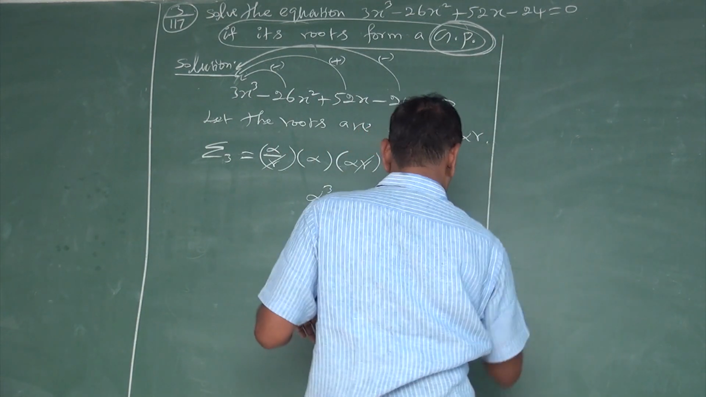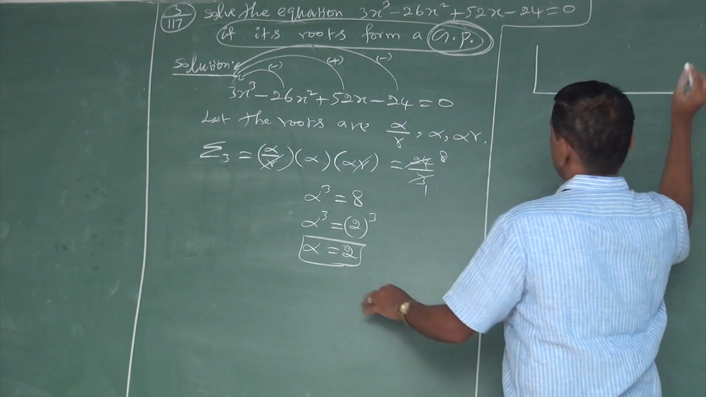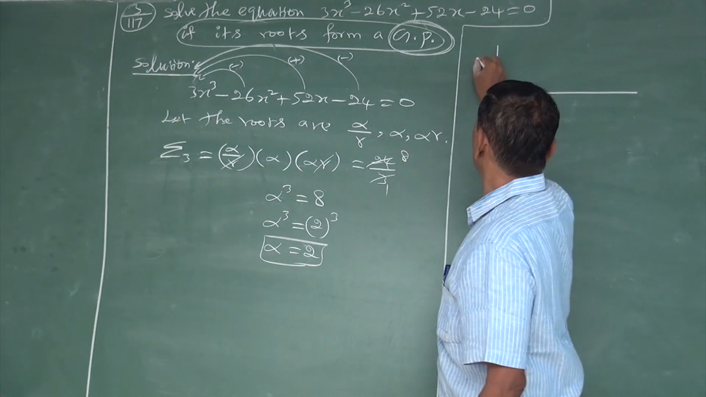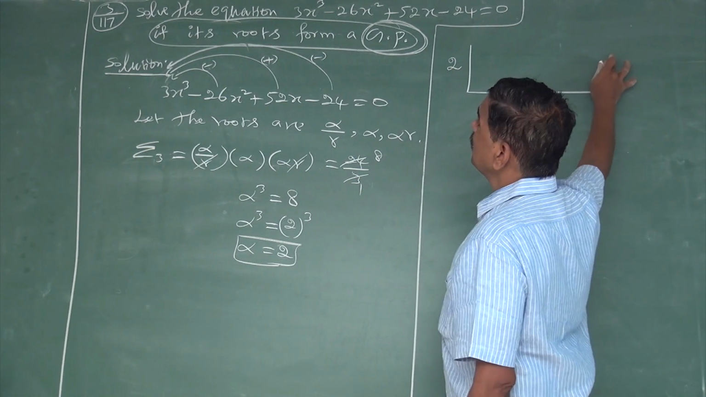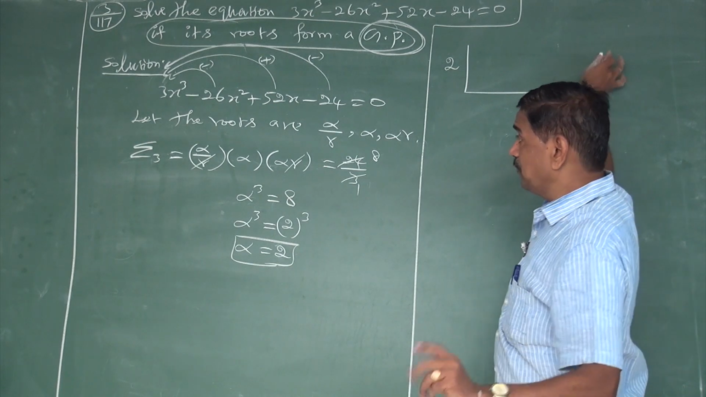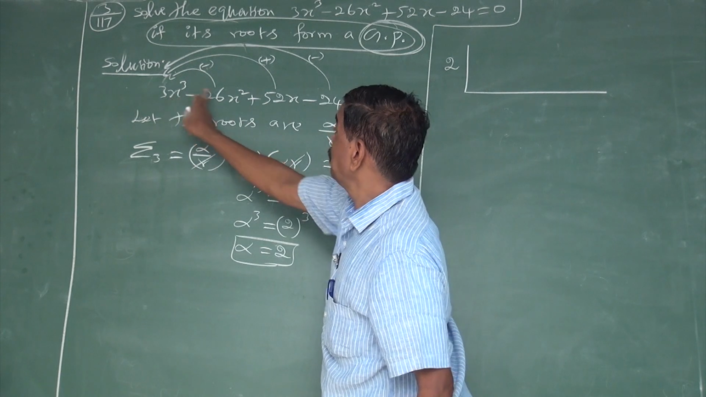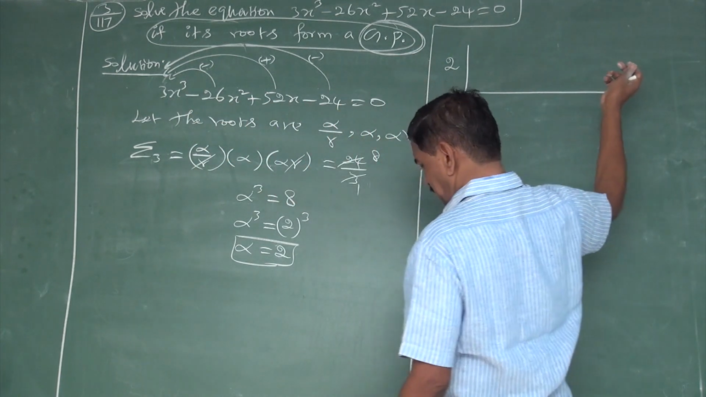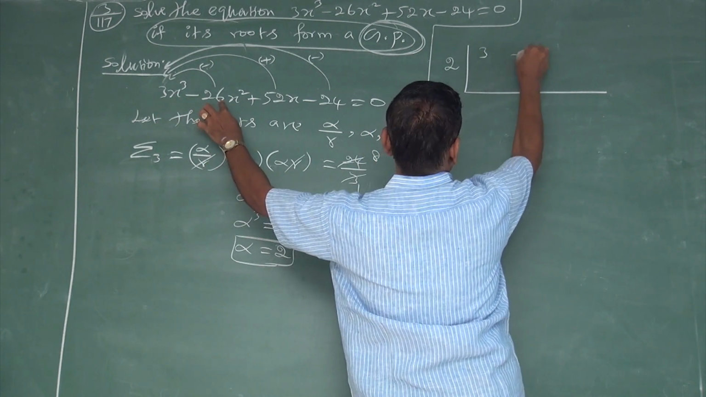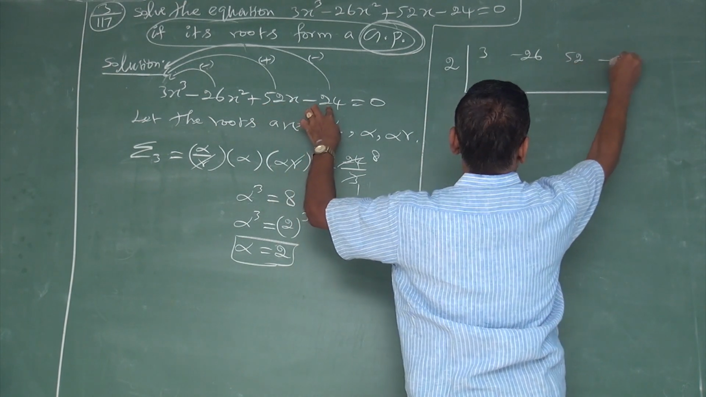Now listen. I want to use synthetic division. What is the side number please? Very good, 2, because one of the roots is 2. Next, what is the first row? Good, 3, minus 26, 52, minus 24. Before filling the first row, identify whether any term is absent. Listen: x cube, x square, x, a constant. No term is absent, no problem, it is a direct question. Write the x cube coefficient please. Very good, 3, x square coefficient minus 26, x coefficient 52, constant minus 24.